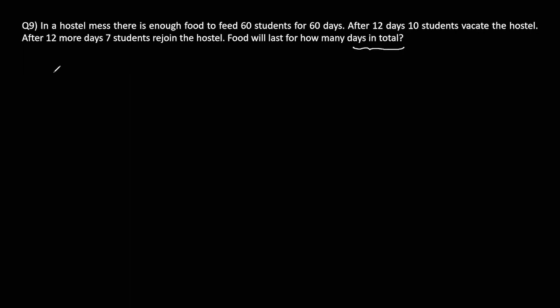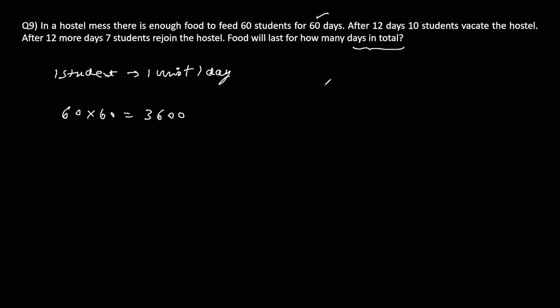Now, let me say that one student is eating 1 unit of food per day. That means 60 students will eat 60 units of food every day. How many days was the provision for? 60. So can I say that the total amount of food available in the campus was 3,600 units, right?